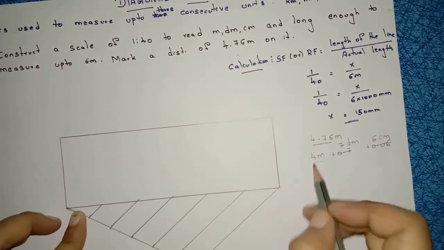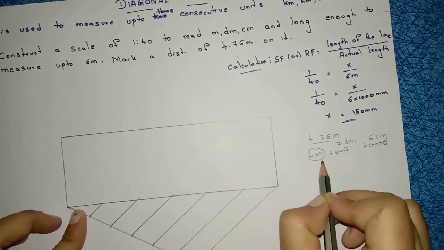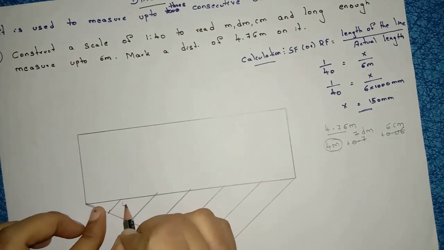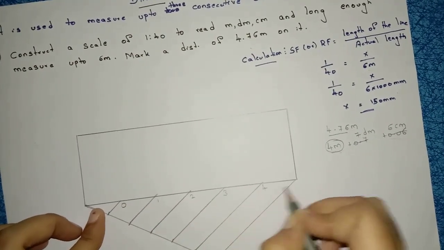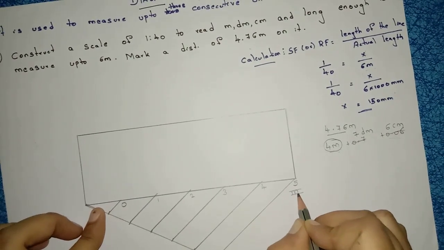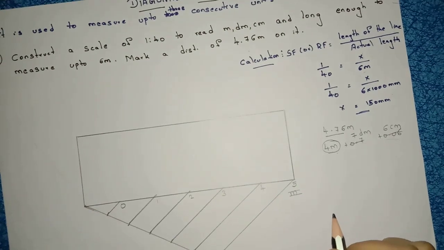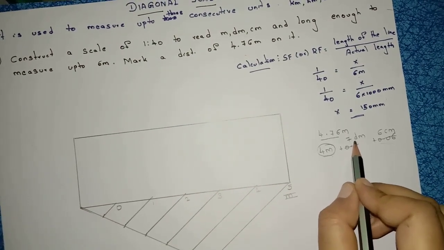In the first case I will mark this 4 meters. In order to mark 4 meters, I will start with 0 and I have to give the numberings 1, 2, 3, 4 and 5. So for 4 meters now I will take height 5 mm and I will write down here meters. After that, next I have to mark 7 decimeters.